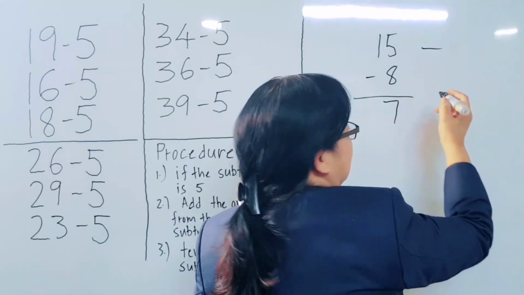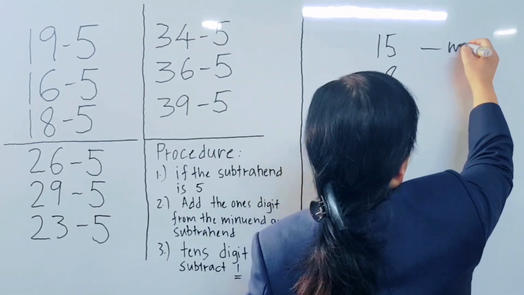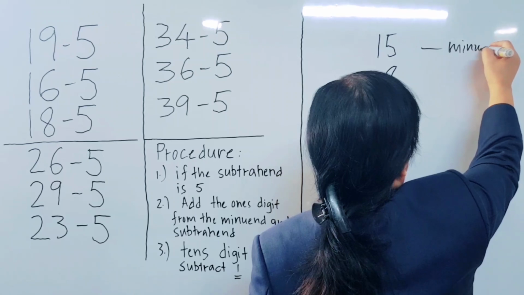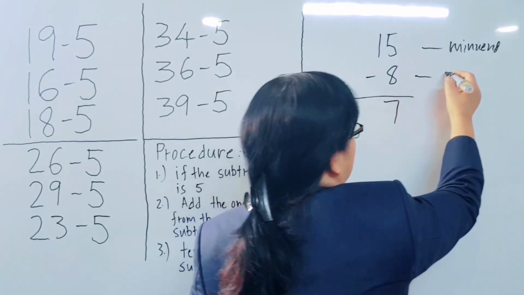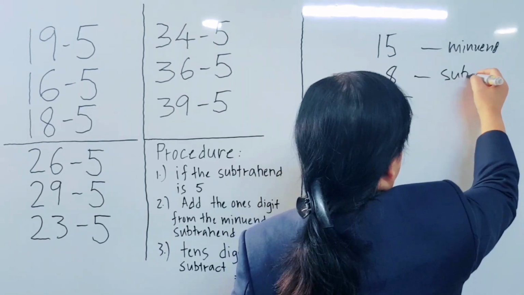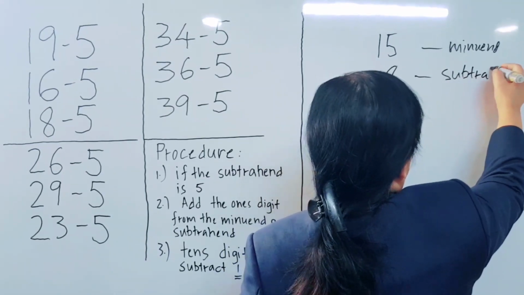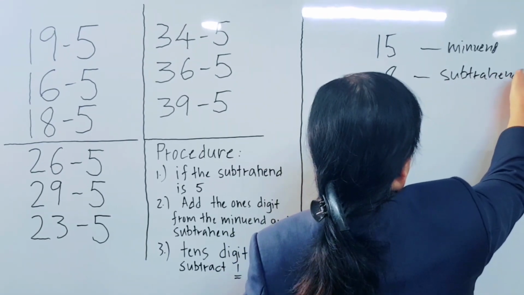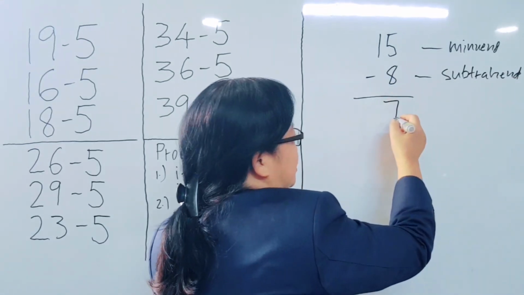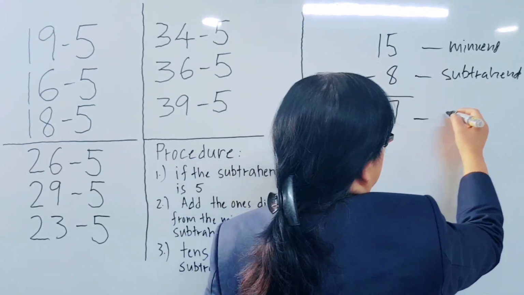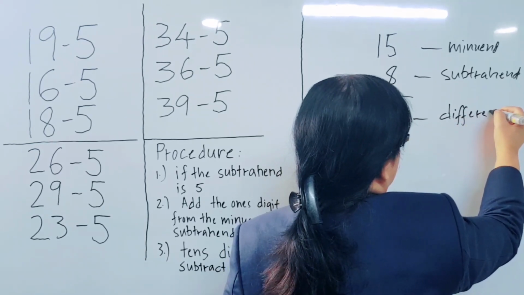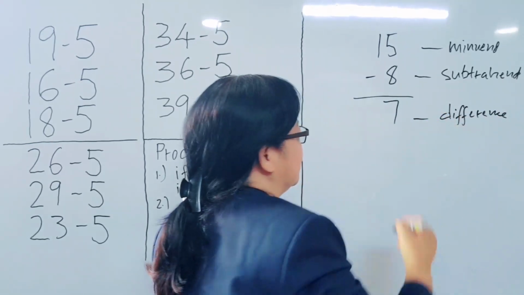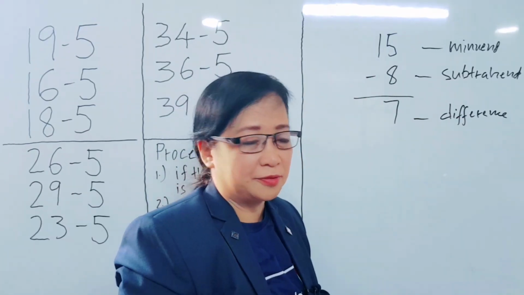Now this one we call the minuend, and the second number we call the subtrahend, and of course the result we call the difference. So these are the parts of the subtraction.